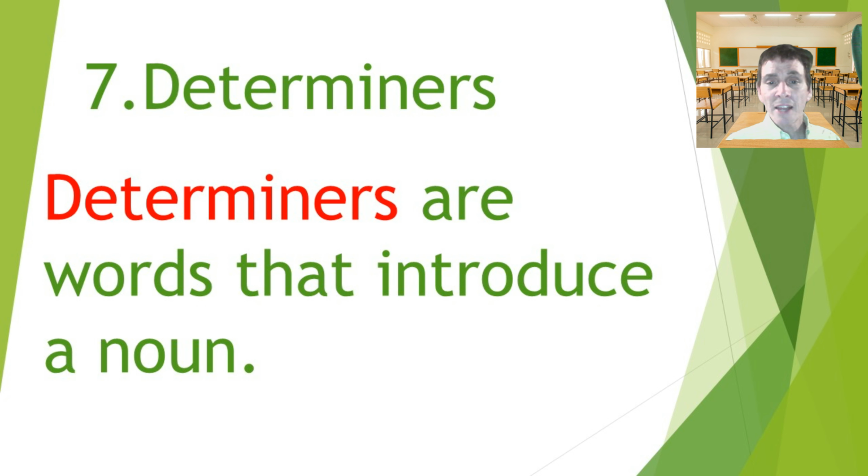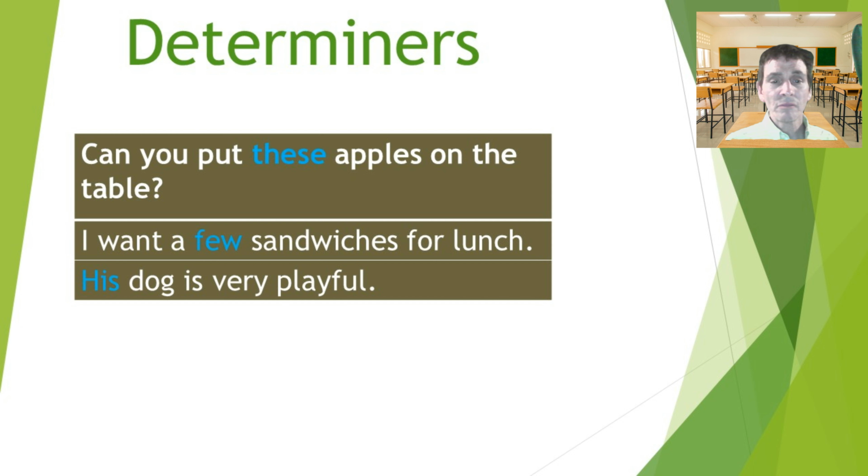Our next group, number 7, determiners. Determiners are words that introduce a noun. For example, can you put these apples on the table? I want a few sandwiches for lunch. His dog is very playful. So words such as these, few, and his are different types of determiners. And we know that they're determiners because they come directly before a noun. These apples, few sandwiches, his dog.